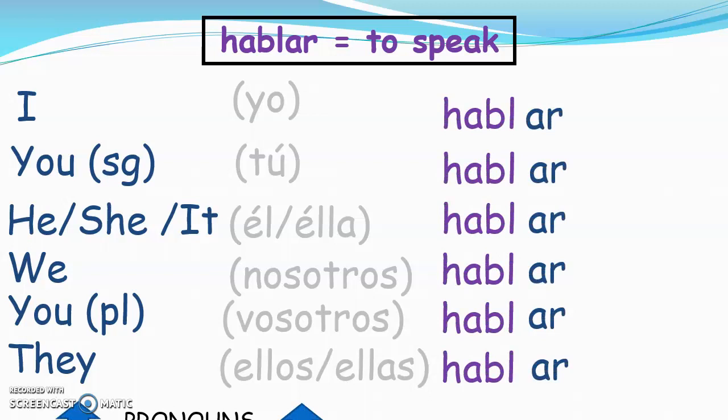Step number 1 then of conjugating a verb, we remove the AR ending from the verb in its infinitive to leave us with the stem. Now, can you remember what we add on to conjugate AR verbs in the present tense? I speak, hablo. You speak, hablas. He, she, or it speaks, habla. We speak, hablamos. You speak, habláis. And they speak, hablan. Hablo, hablas, habla, hablamos, habláis, hablan.